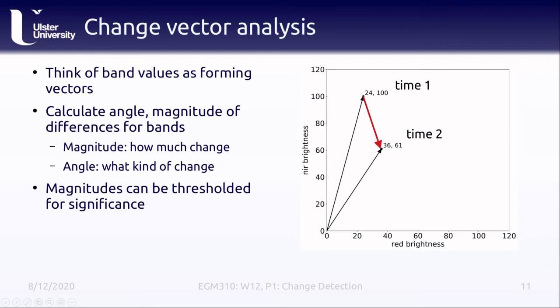We can threshold the magnitudes for significance. We don't necessarily expect small differences to represent true changes, as these can be due to many different factors, such as changes in scene brightness.